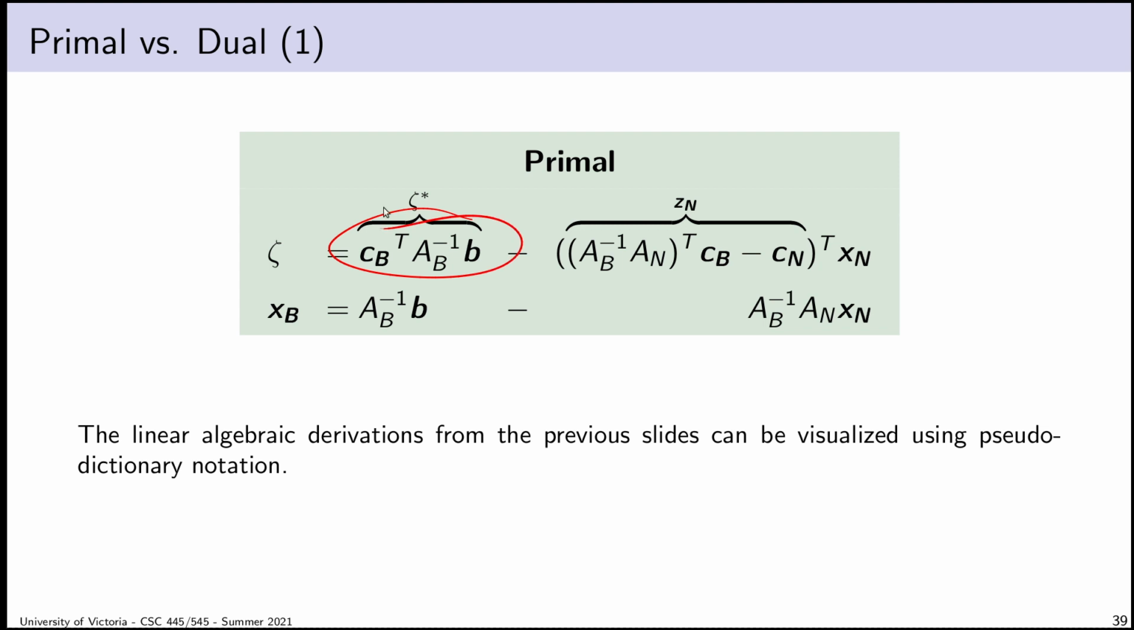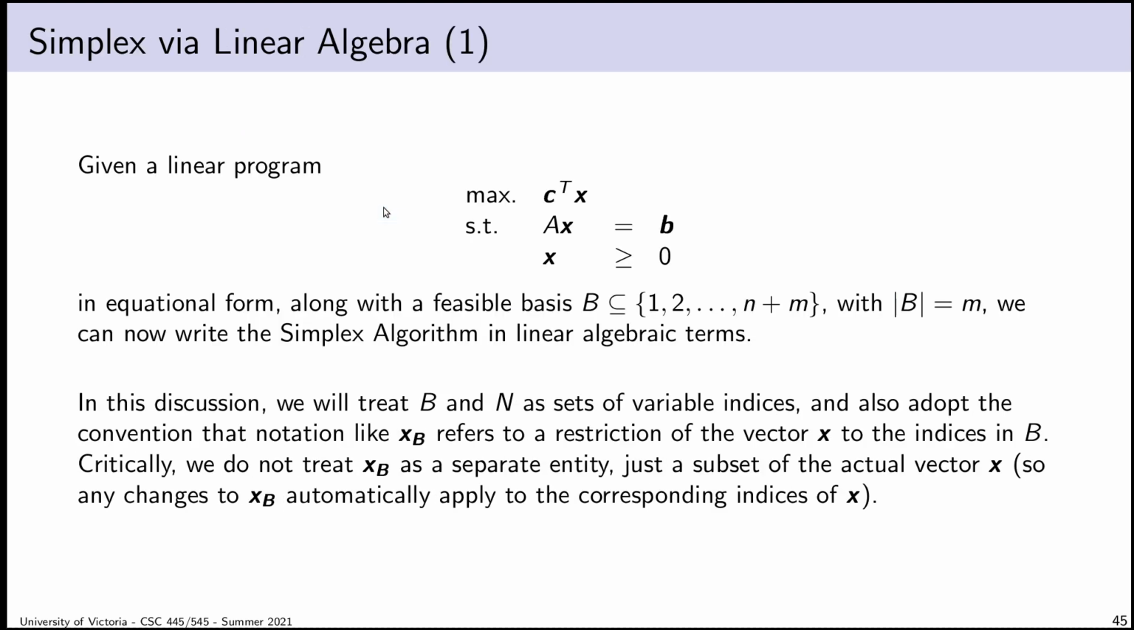The issue is, we have this dictionary, but how do we run the simplex method? How do we decide whether we're looking at an optimal dictionary? And if we aren't, how do we choose an entering variable and a leaving variable? And how do we perform a pivot? That's the point of part two.